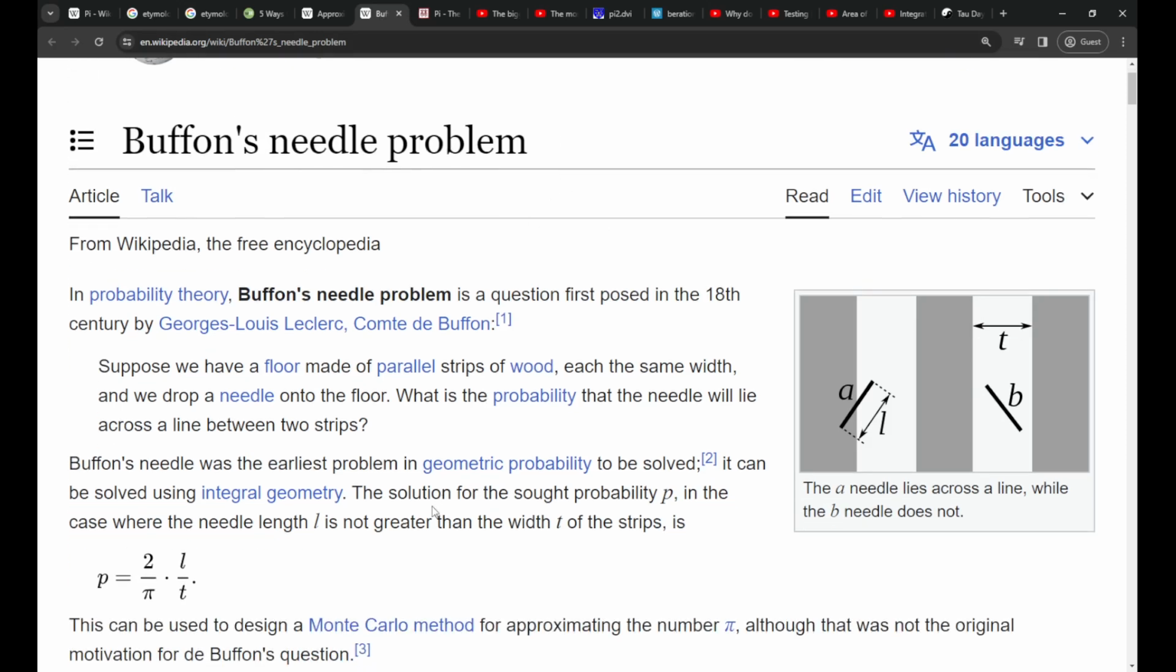Oh, here we are. The solution for the sought probability P in the case where the needle length L is not greater than the width T of the strips. Oh, where the needle length L is not greater than the width of the strips, so it doesn't have to be equal? So L here does not have to equal T? Wow. Okay, that's a little bit more mind-blowing to me.